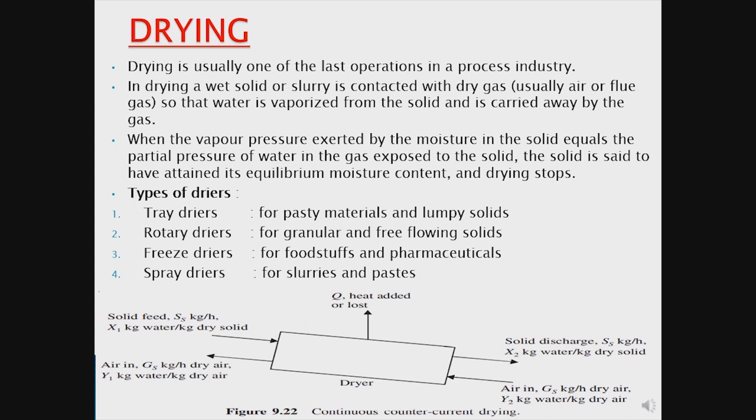The types of dryers are tray dryers, rotary dryers, freeze dryers, and spray dryers. These are the important types of dryers. Tray dryers are used for pasty materials and lumpy solids, rotary dryers are mainly used for granular and free-flowing solids, freeze dryers are used for foodstuffs and pharmaceuticals, whereas spray dryers are used for slurries and pastes.